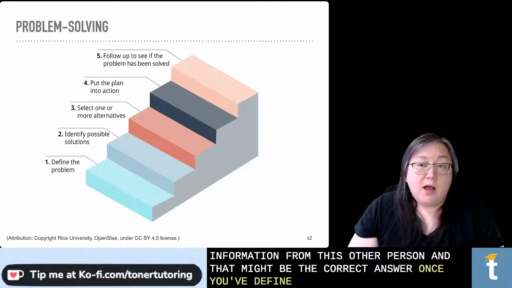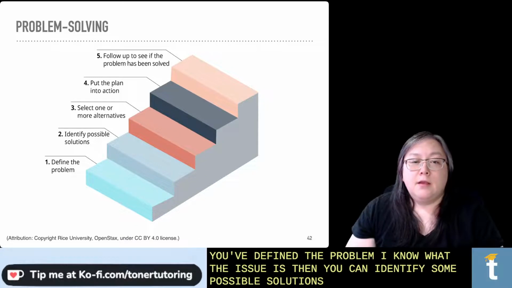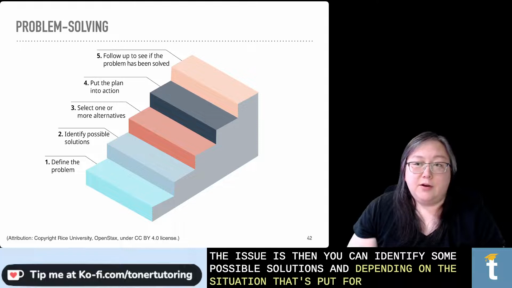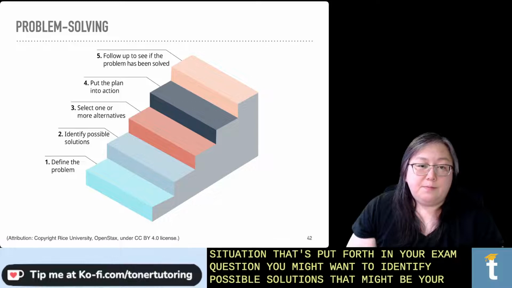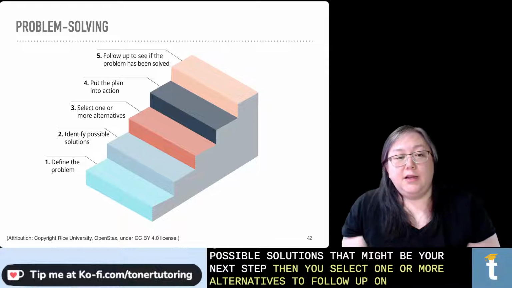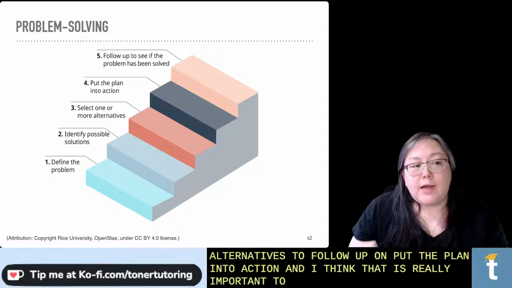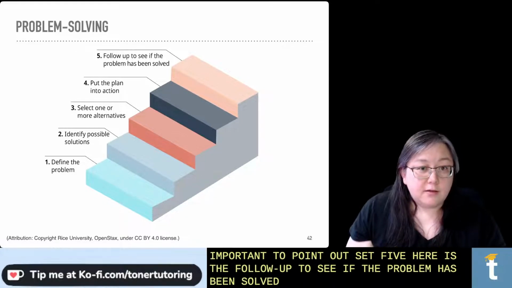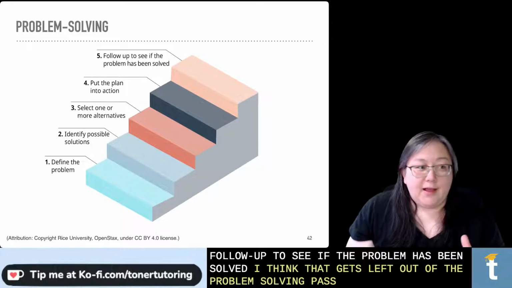Once you've defined the problem and know what the issue is, then you can identify some possible solutions. And depending on the situation that's put forth in your exam question, you might want to identify possible solutions. That might be your next step. Then you select one or more alternatives to follow up on, put the plan into action. And I think that it's really important to point out step 5 here is the follow-up to see if the problem's been solved. I think that gets left out of the problem-solving pathway a lot.